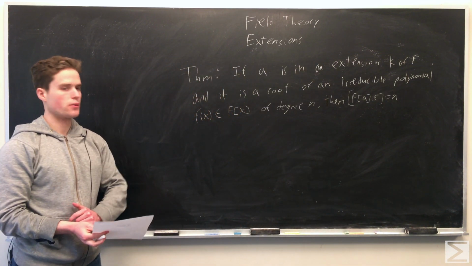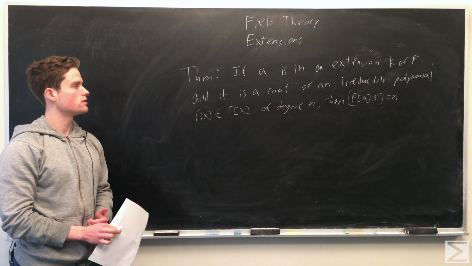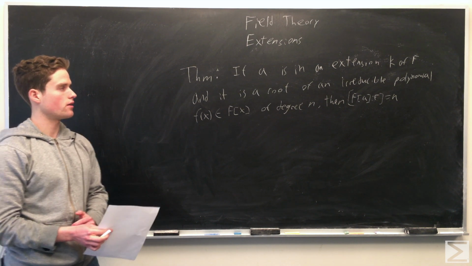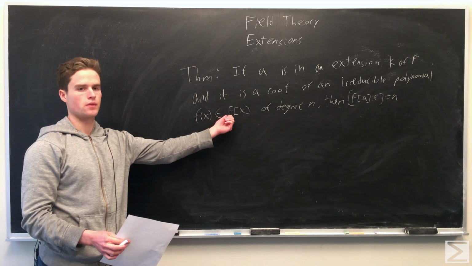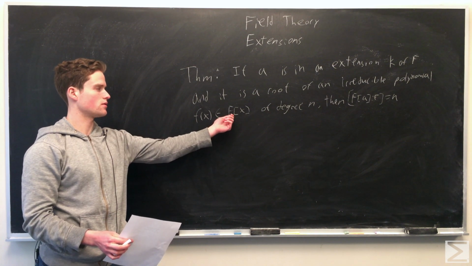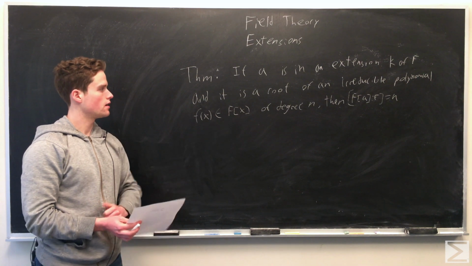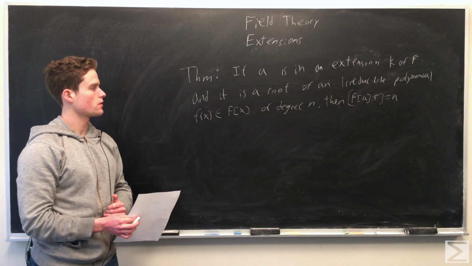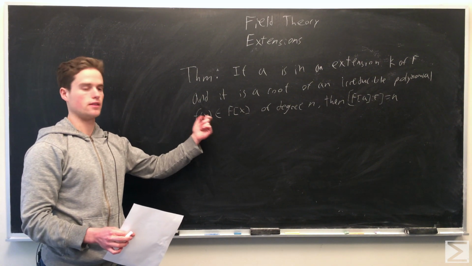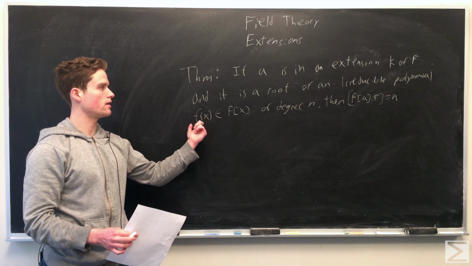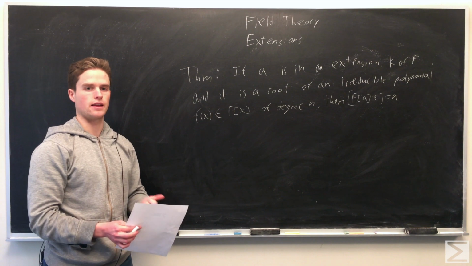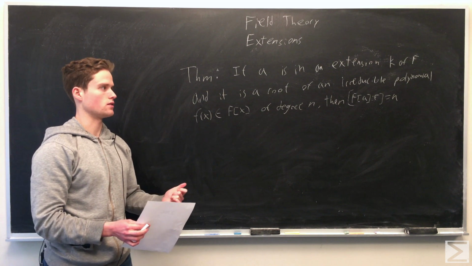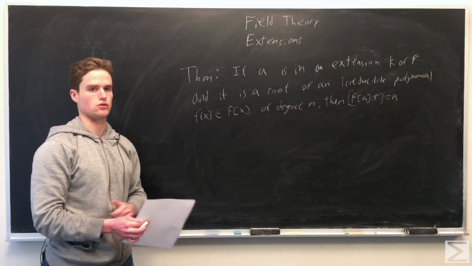So another thing we can prove: if we have some element a in an extension K of F, and a is a root of some polynomial over the ring of polynomials in indeterminate x, and this polynomial is irreducible and of degree n, then the extension of F, the smallest field containing F and a, over F is of degree n, the degree of the irreducible polynomial.